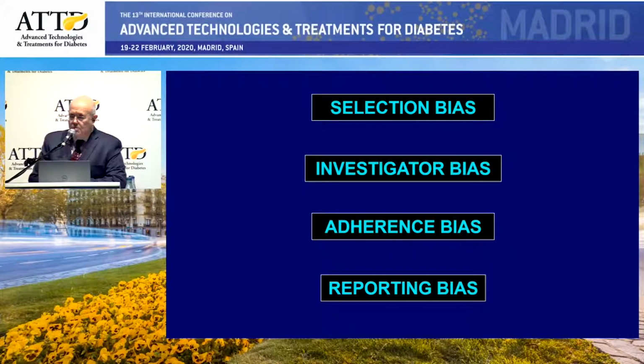There can be investigator bias, where it may turn out that some investigators are familiar with using the intervention, some aren't. There's adherence bias, where sometimes certain groups are using the treatment and others aren't, so the benefit is not the treatment, but it's using the treatment. And there's reporting bias, where you don't report outcomes the same way in different situations.